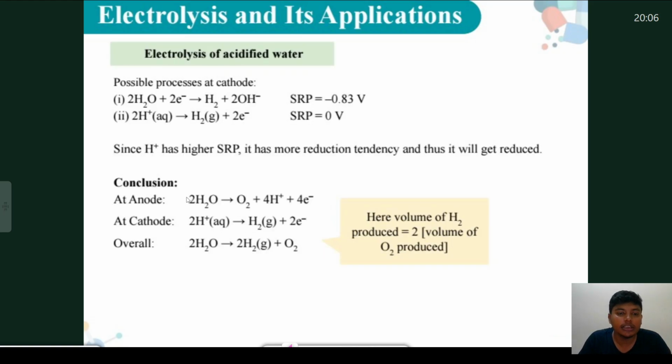Remember this equation. I already told you in the last class. At anode, what is the water equation? At cathode, remember how many electrons we are using at anode? 4 electrons, and at cathode 2 electrons. So when you are doing Faraday's law, you have to use 4 electrons when finding the equivalent mass. So oxygen equivalent mass is 32 by 4, so 8 gram. Yes or no?